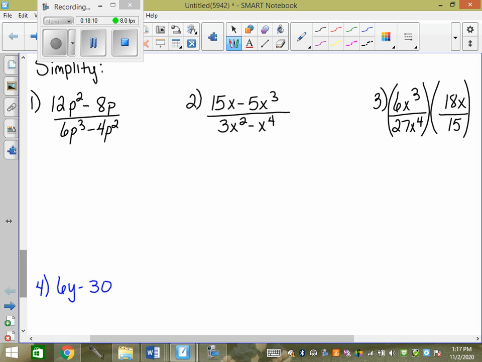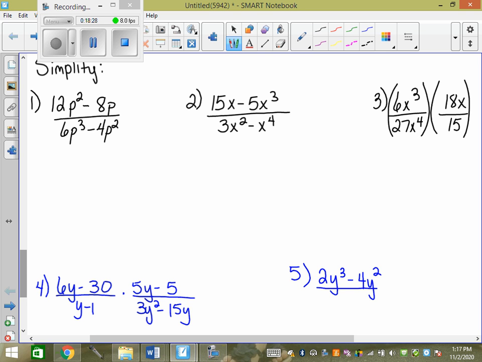Number 4 is 6y minus 30 over y minus 1 times 5y minus 5 over 3y squared minus 15y. And then 5 is 2y cubed minus 4y squared over 3y squared minus 9y divided by y squared minus 4 over y plus 2y minus 6. I'll give you 10 to 15 minutes max.